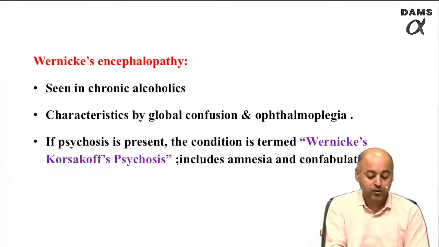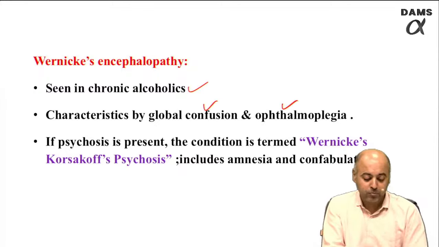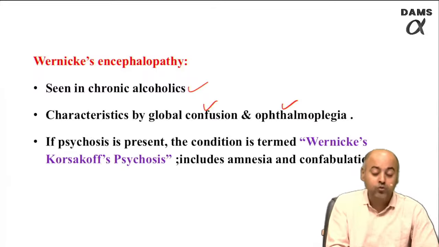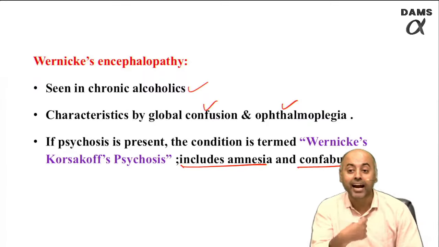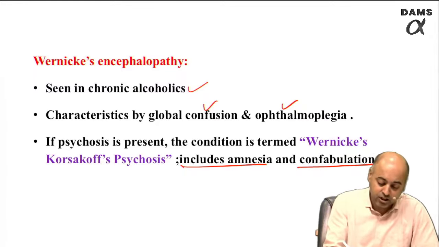All right, so like I said, Wernicke's is seen in chronic alcoholics, global confusion, ophthalmoplegia along with ataxia is seen. When psychosis is present, then amnesia and confabulation are the additional features. These are the additional features.